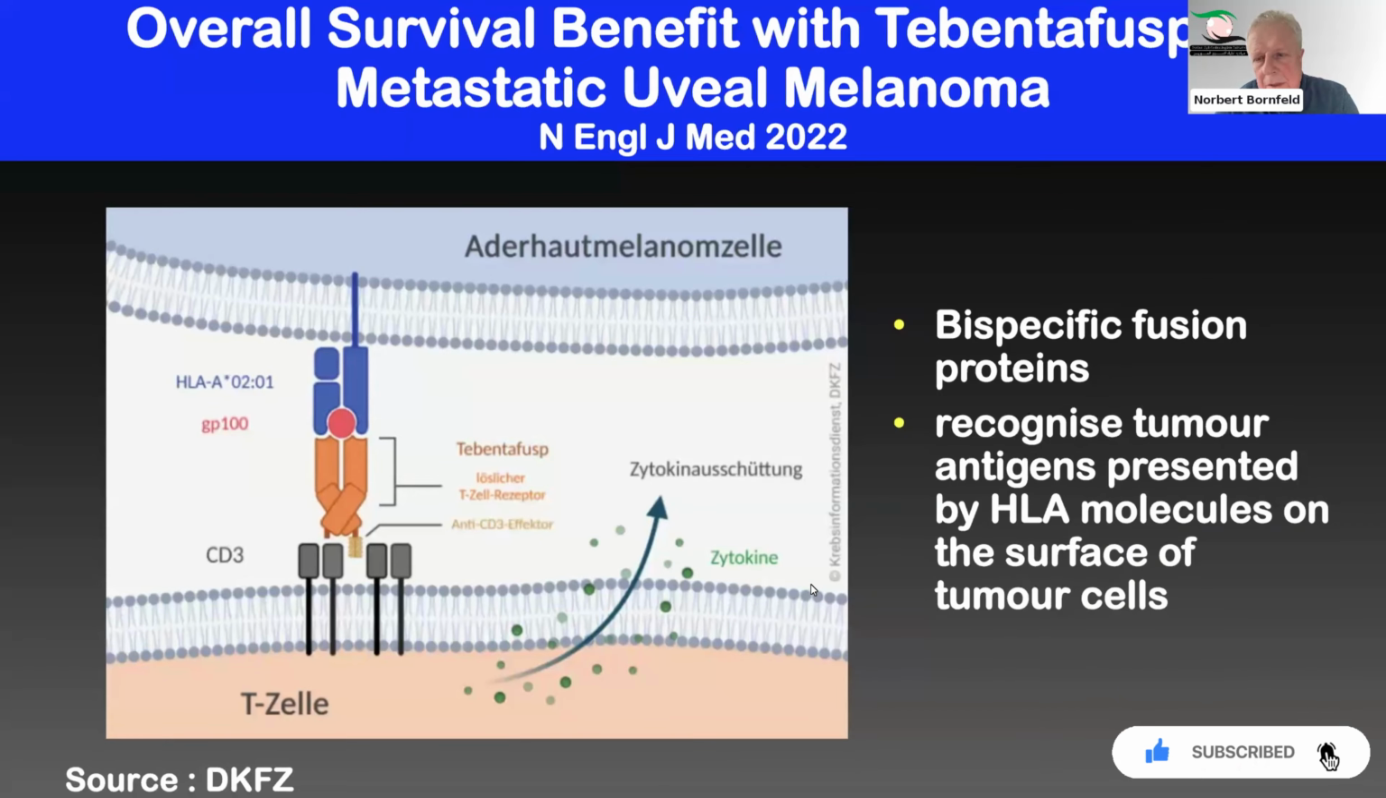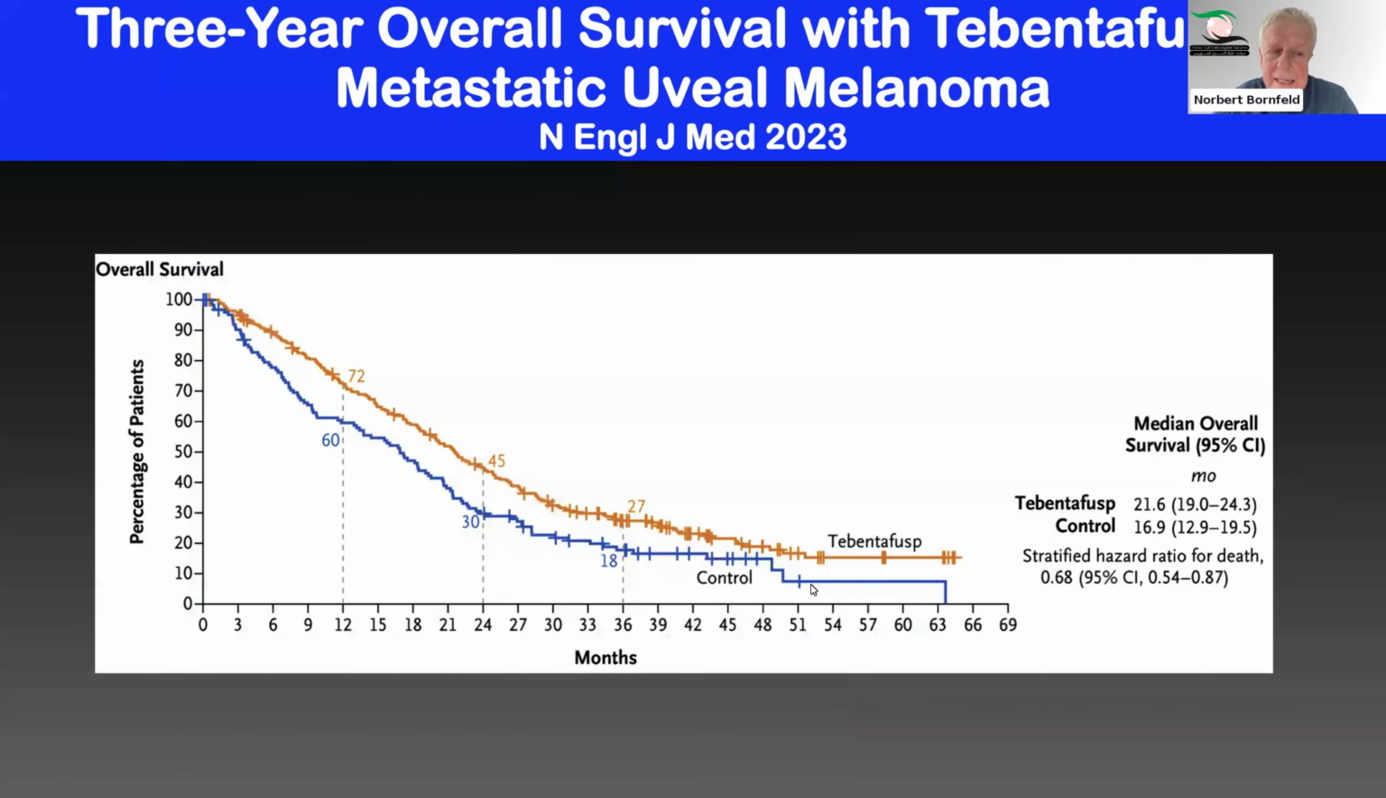And it's a bispecific fusion protein which recognizes tumor antigens presented by HLA molecules on the surface of the tumor cells. So it can only be used on a specific group of patients having a specific HLA molecule on their surface, so that has to be typed before. The graph on the left shows how that works. And that has improved the survival a bit.